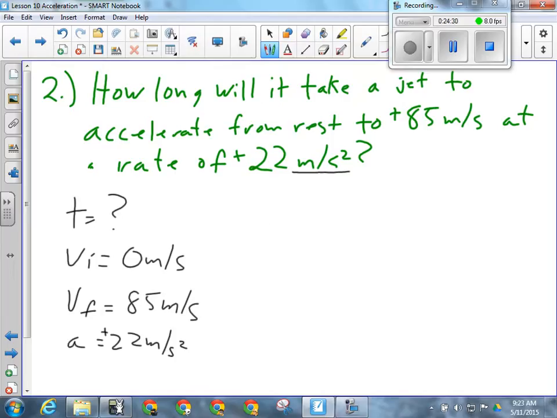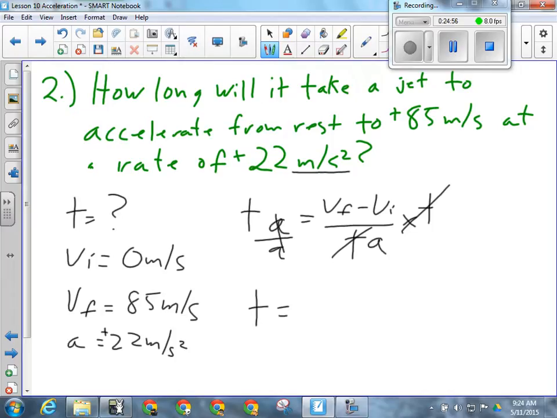So I'm looking for T here. A equals VF minus VI over T. We follow the rules of algebra. I want to solve for T, so I need to get it by itself. The easiest way to do that is to move it over to this side by multiplying both sides by it. And then doing what with A? And then dividing both sides by A. So there's our formula. Now we plug in our numbers. So T equals 85 minus 0 over 22.